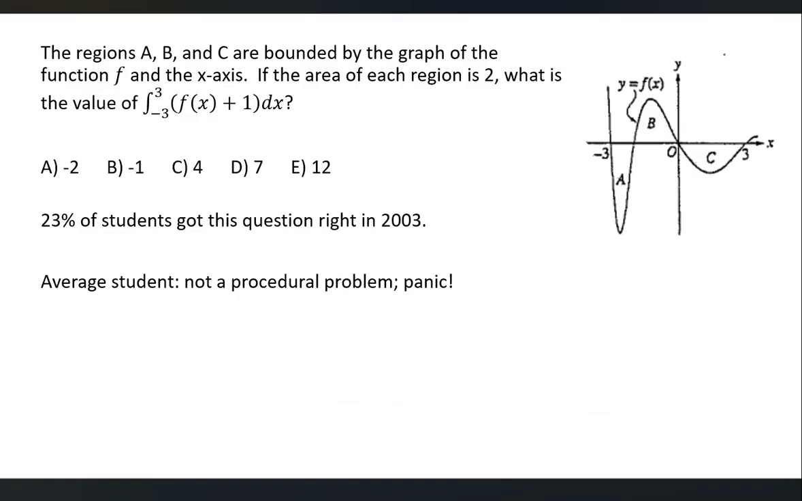Okay, next. The regions A, B, and C are bounded by the graph of the function f and the x-axis. If the area of each region is 2, what is the value of the integral from -3 to 3 of f of x plus 1 dx? So 23% of students got this right in 2003. And why do I think this is low scoring?